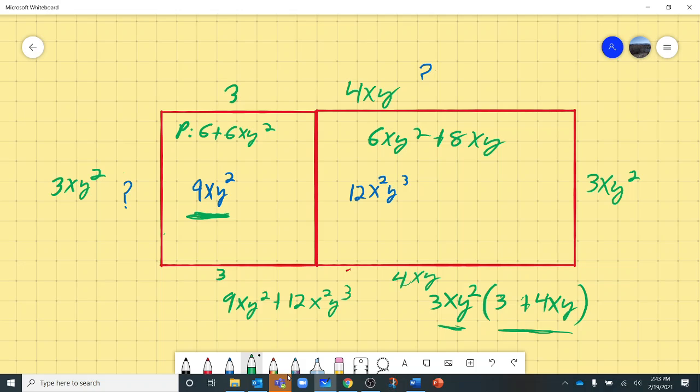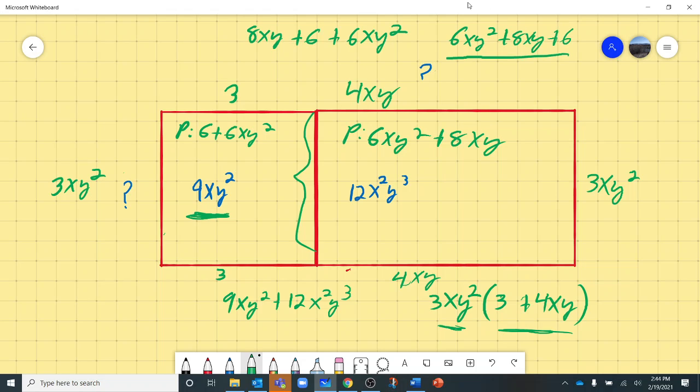And you might be tempted to say the perimeter of the whole thing is we just add the two together, except that the perimeter of the smaller rectangle includes this side right here, and the perimeter of the whole rectangle does not. So what we'd end up with is our 3 plus 4xy times 2, which is 8xy, plus 6 plus 6xy squared. We do have a common factor of 2, but we don't have x's and y's in everything. If we put this in standard form, it would be 6xy squared plus 8xy plus 6. That would be the full perimeter of the entire thing. Okay, that's it.